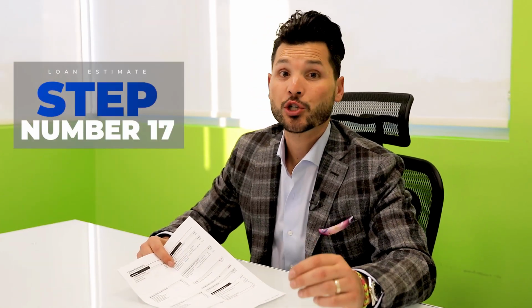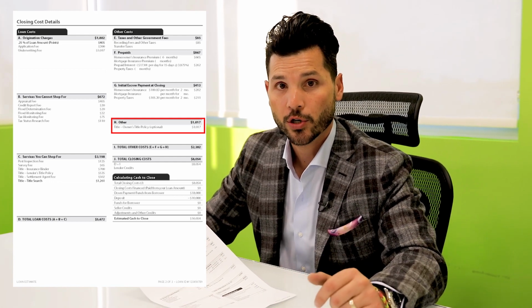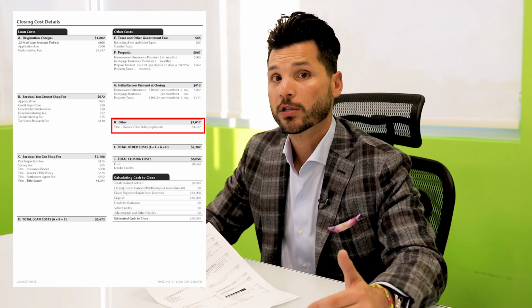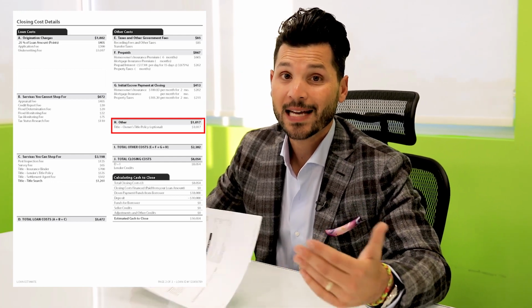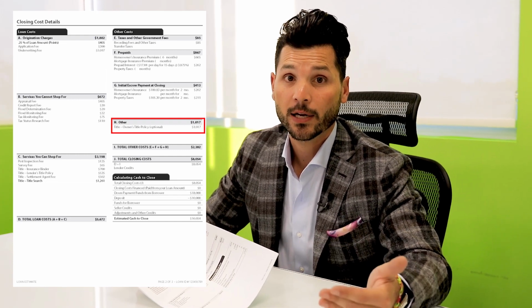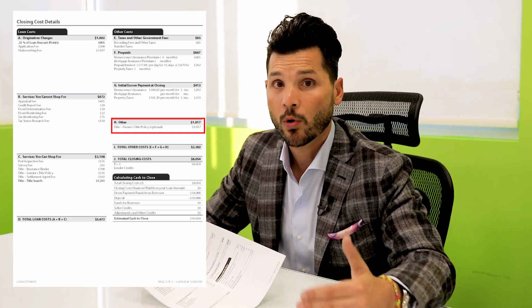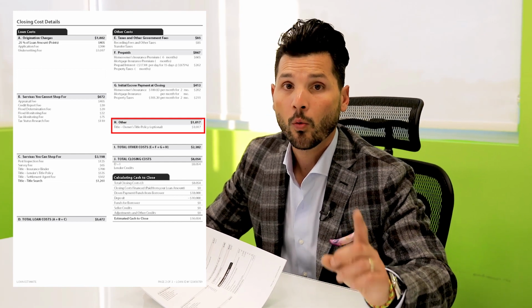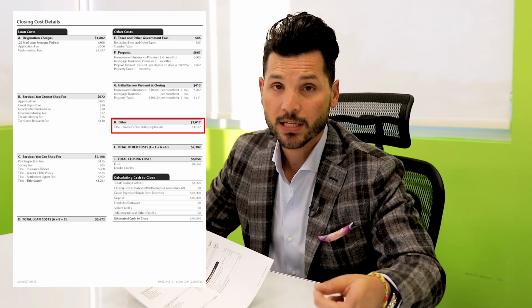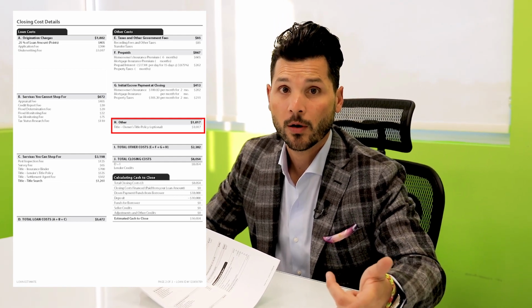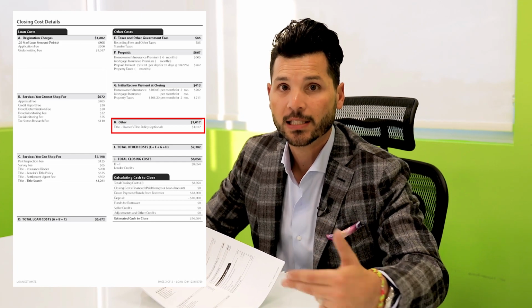Number 17, Section H, Other, on page 2 of the loan estimate. Typically, the only fee listed here is going to be the owner's title insurance policy. Now, this is a title insurance policy that protects you as the homeowner. It's not required, it's optional, but I certainly think it's necessary. Now, this is going to protect you for as long as you own the home, and you only buy it one time. So once again, Section H, Other, Owner's Title Policy. Make sure you get details from the title company handling your transaction, explaining exactly what a title policy does for you as the home buyer.